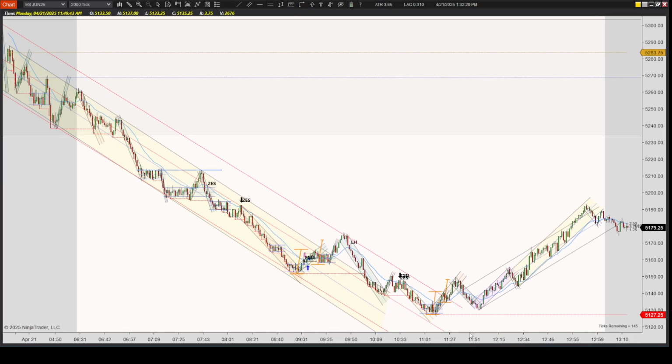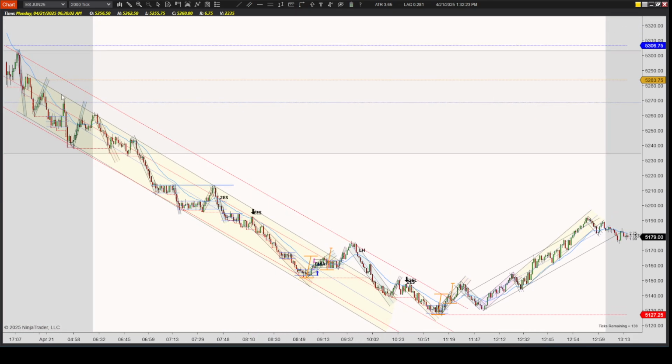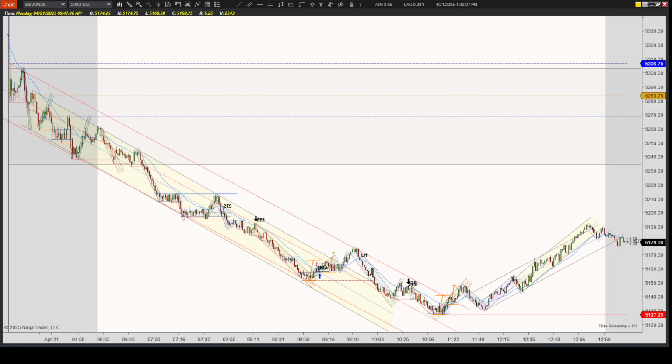But I don't know that you would have been able to really predict that it was going to push down this much. But even when it did that, there weren't that many setups to take advantage of. So hopefully that was helpful.